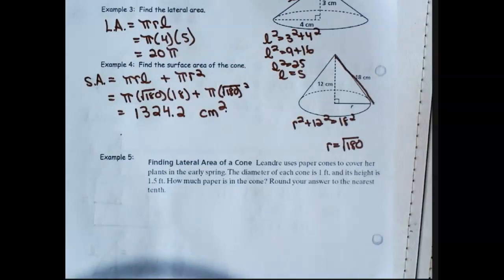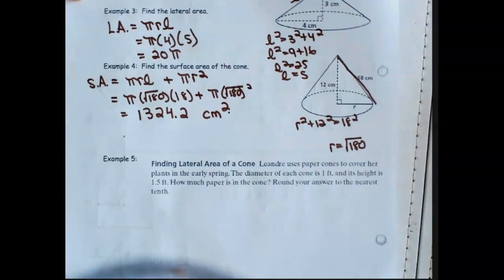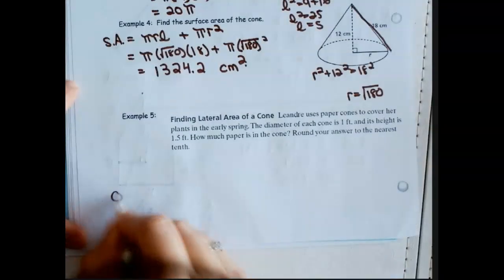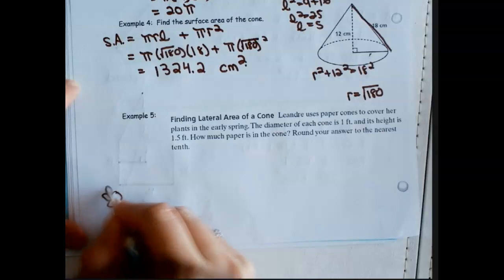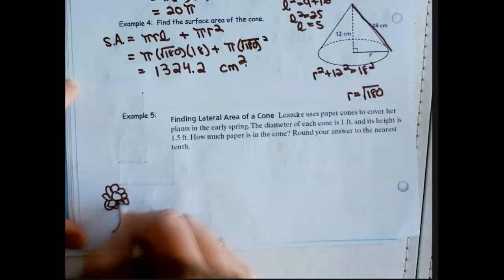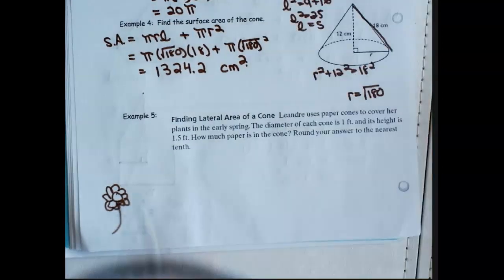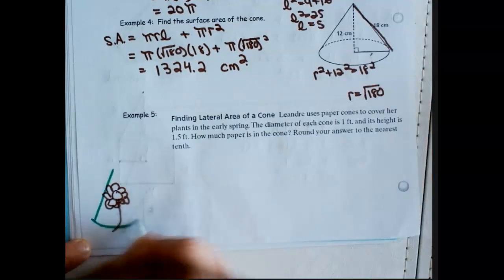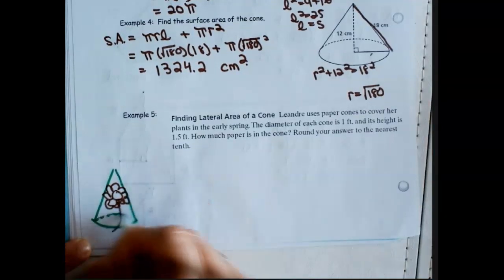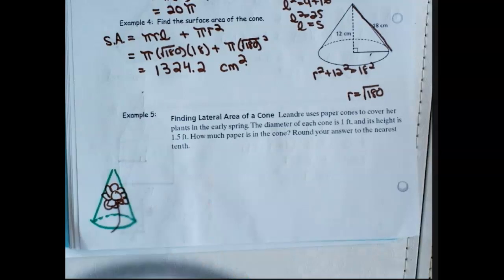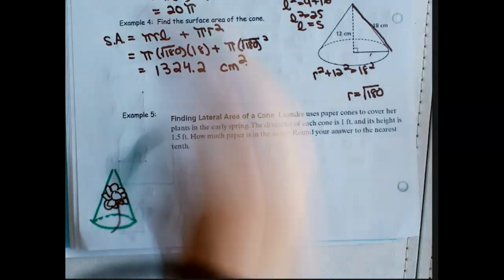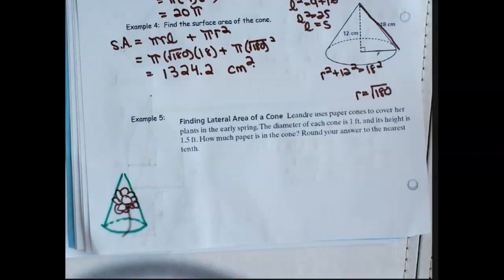It says that Leandra has paper cones to cover her plants in the early spring. So in the spring, if there's going to be a frost, then oftentimes people will go out and they will cover their flowers with sheets or something like this. In this particular case, they want us to cover it with a cone. So let me show you kind of a visual. So they're covering it with a cone. So if you think about why we are not finding the total area, that's because the plant is in the ground. I don't have a space to fill in right there. So all I want is that lateral area.